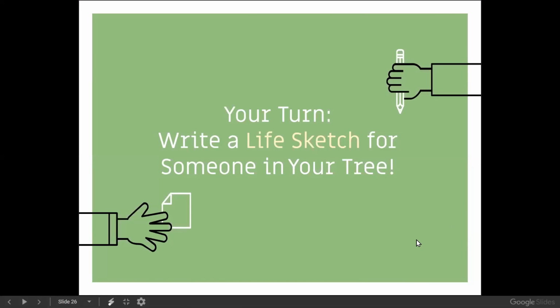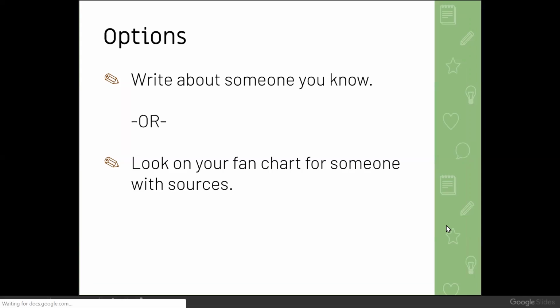Okay, so everybody, this is your turn now to write a life sketch for someone in your tree. Just to offer a little bit of guidance or direction for the exercise, you can either write about someone you know, such as a parent or a grandparent. They don't have to be deceased. Or you could look on your fan chart and find somebody that you never met, but who has sources.